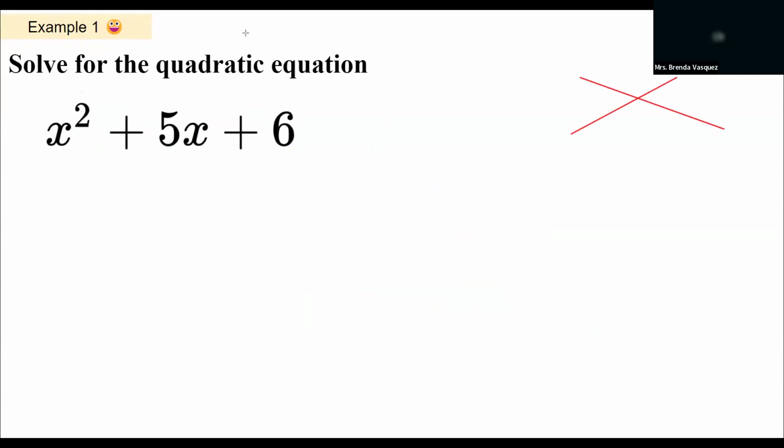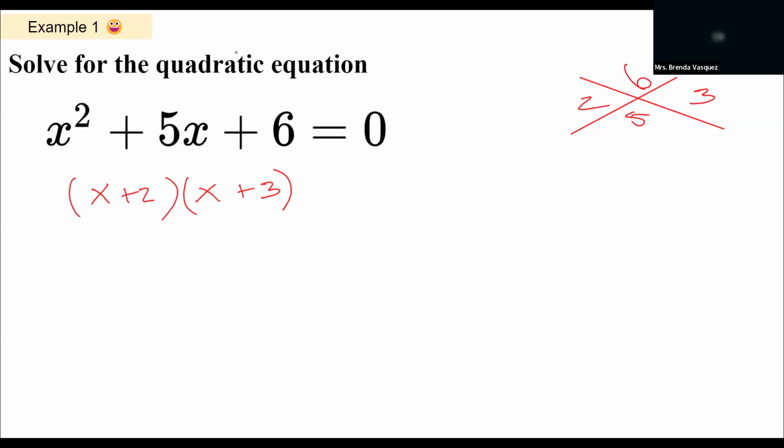Two numbers that add up to 5 and multiply to 6. What are those two values? 2 and 3. So I'm going to write my factors: x plus 2 and x plus 3. Let me clear my 0. I happen to have a right side equal to 0.